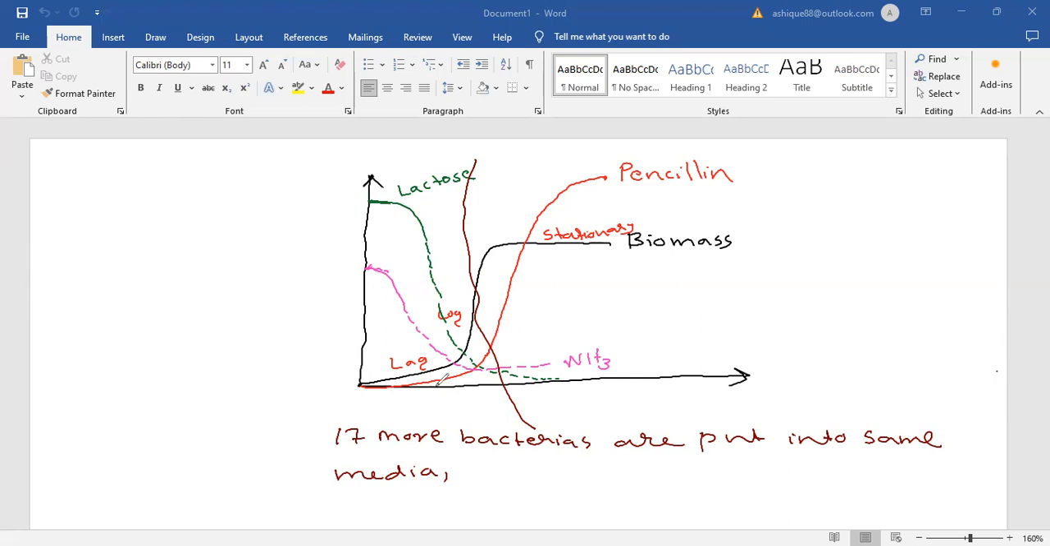They were preparing molecules for the growth, right? So as it is already prepared and already available in the media, if you are adding more bacteria into the media, no lag phase will occur. So no lag phase will occur if I am adding more bacteria into the same media. Is it clear? Yes, sir.